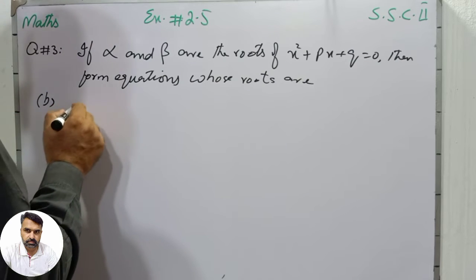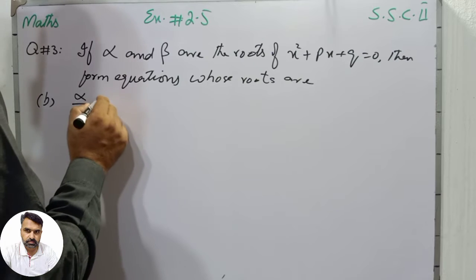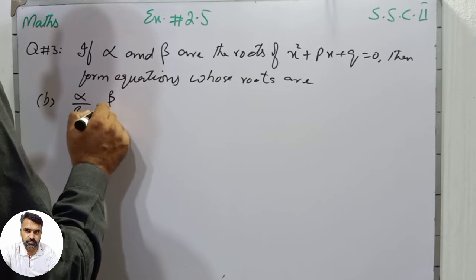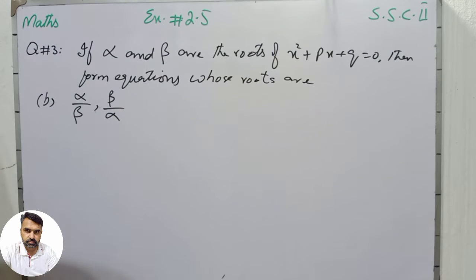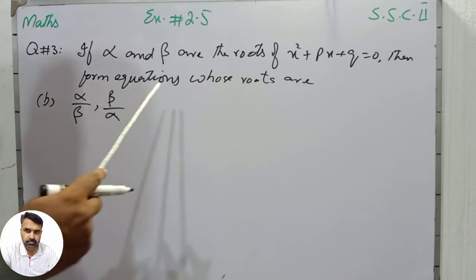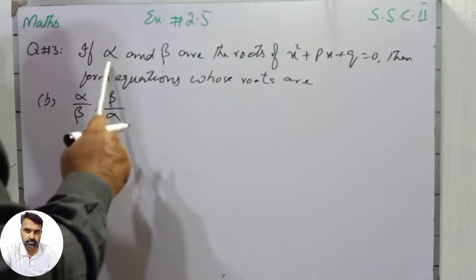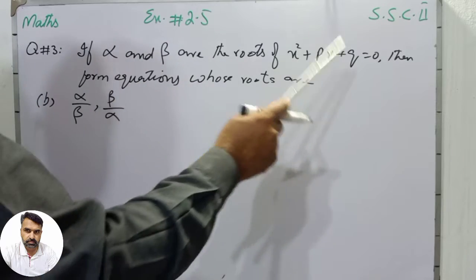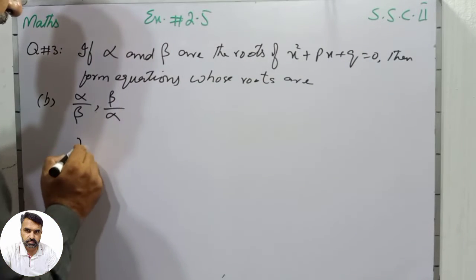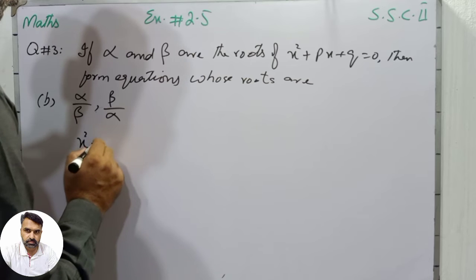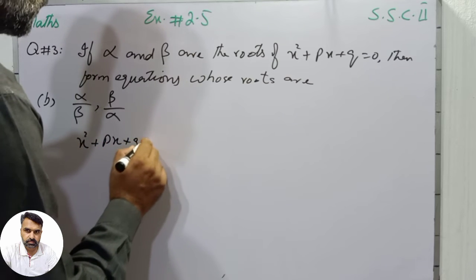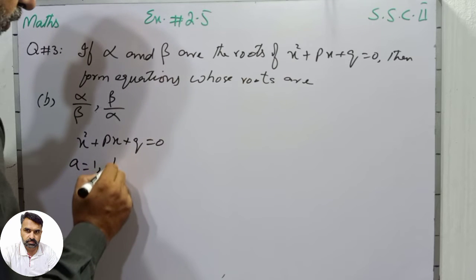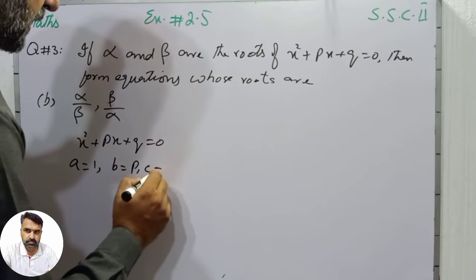B part is alpha over beta and beta over alpha. These two roots are given, and we have to find the equation, and alpha and beta are the roots of this equation. So students, we will write this equation again: x square plus px plus q is equal to 0. From this equation we will find the values of a, b and c. a will be 1, b will be p and c is q.